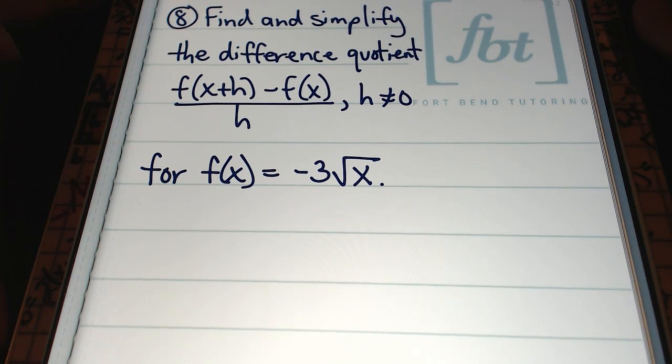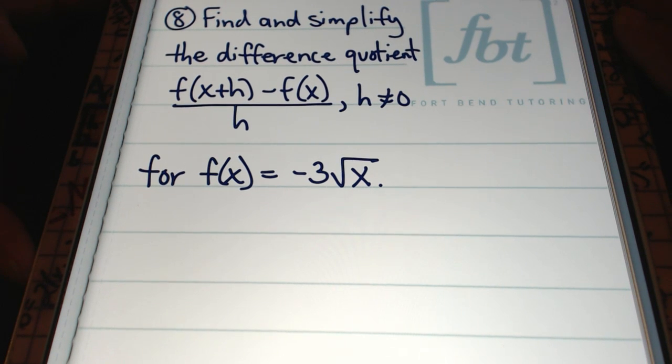All right, we have problem number 8, ladies and gentlemen. Notice that we have a square root involved in this function here. So let's see what happens with the radicals. We want to find and simplify the difference quotient, f of x plus h minus f of x divided by h, where h does not equal 0, for f of x equals negative 3 times the square root of x.